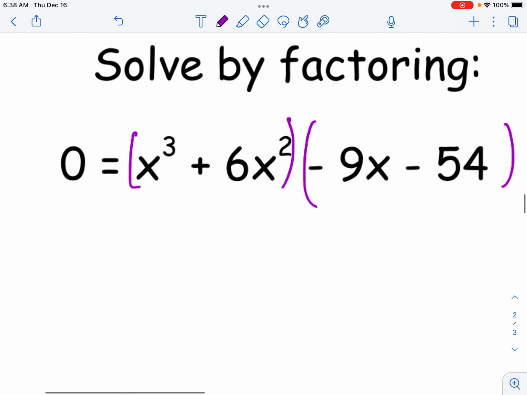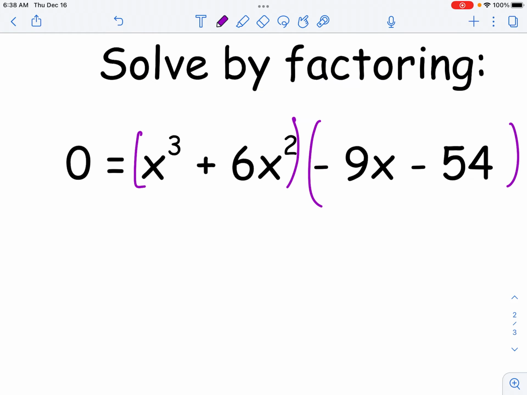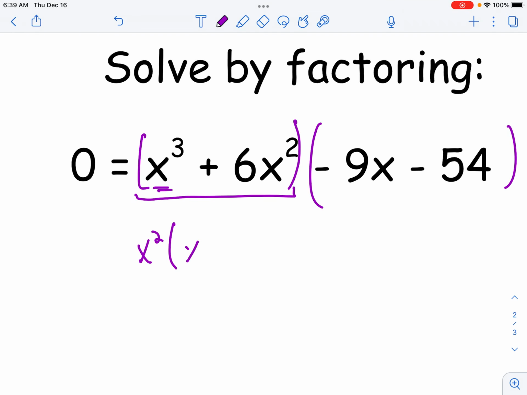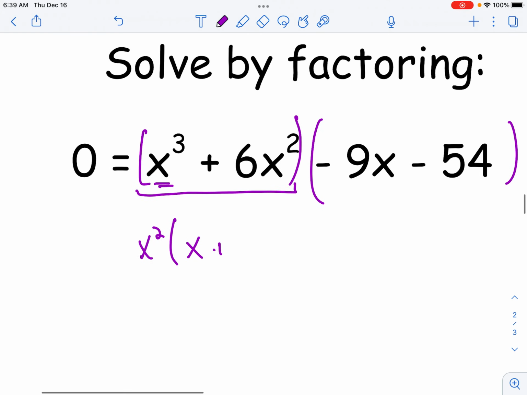When we do that, we are going to look at what is the greatest common factor in these first two terms, and that would be an x squared. You can pull out an x squared out of those. When you do that, the x to the third, since you took out two x's, now becomes just x. And the 6x squared, we took out the x squared, just becomes plus 6.